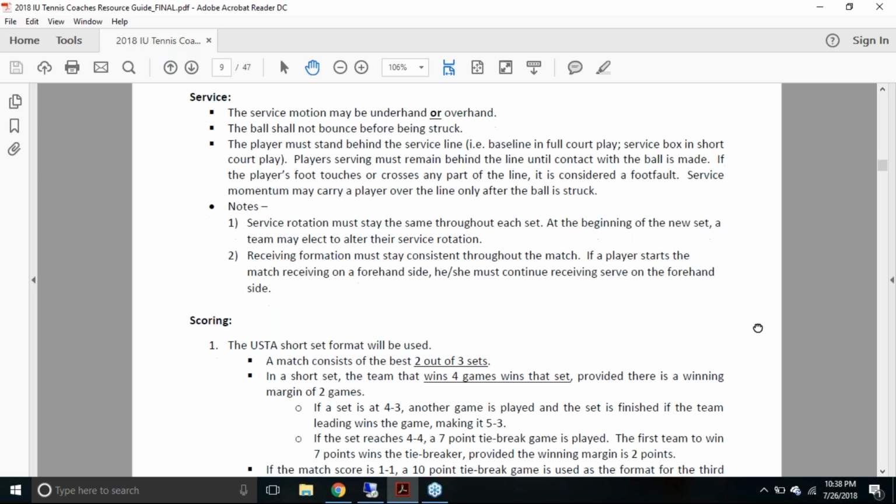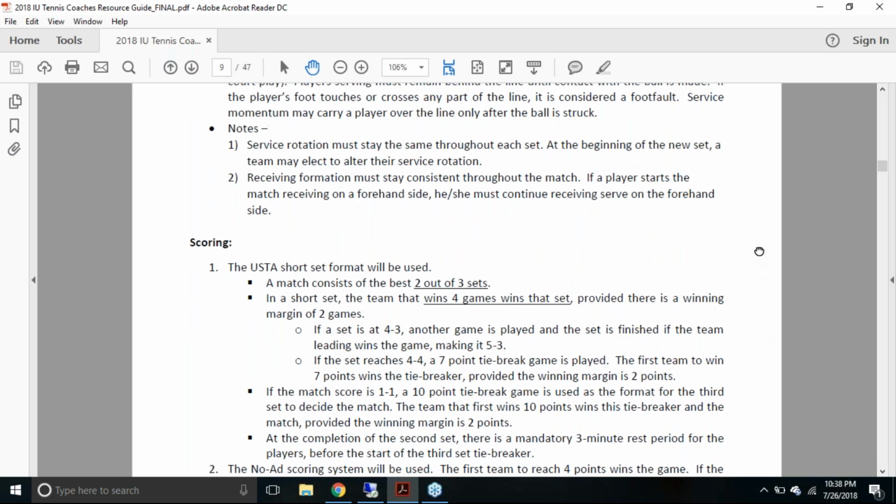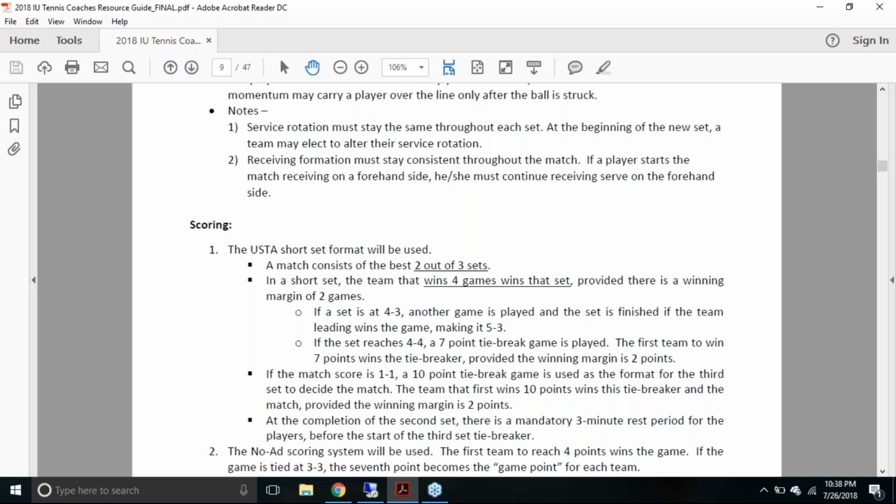Service rotation must stay the same throughout each set. At the beginning of the new set, a team may elect to alter their service rotation. Receiving formation must stay consistent throughout the match. If a player starts the match receiving on a forehand side, he or she must continue receiving the serve on the forehand side.